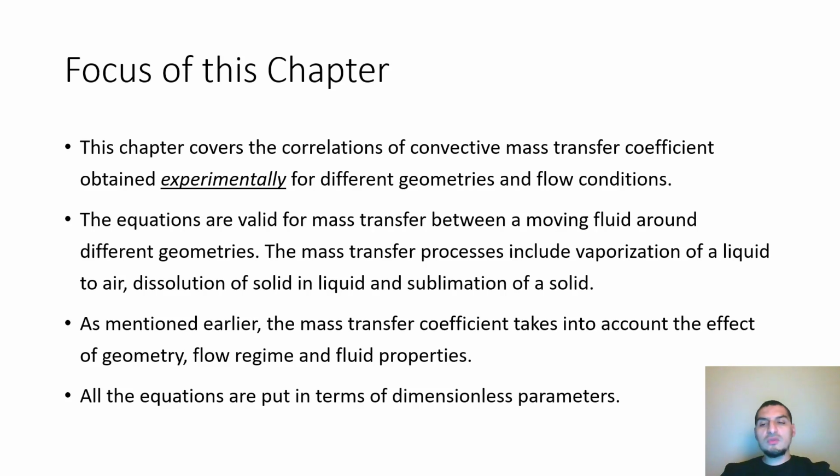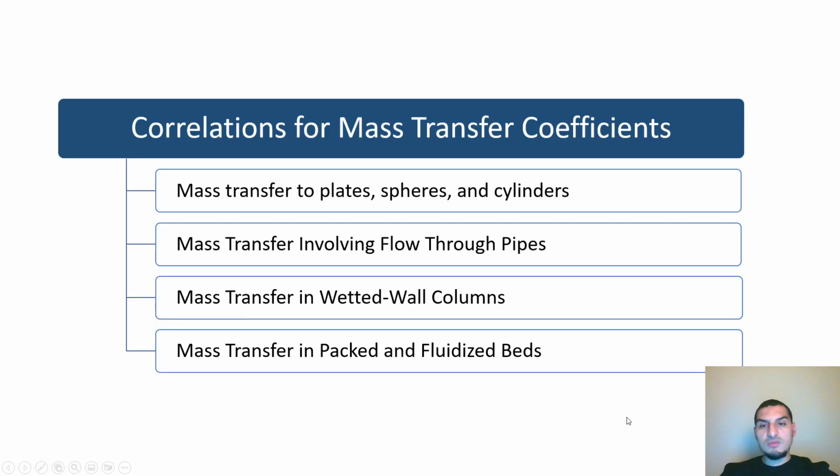And for all the equations, most of them will be put in the form of dimensionless parameters, as we mentioned earlier. So now we will go to the point that I want to discuss here in some detail, which is the correlations themselves. The textbook has, I think, 6 sections in this chapter, where each section is concerned with a group or a type of equations that is covered in this part.